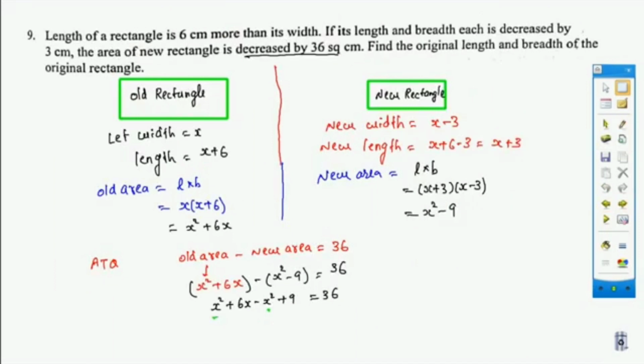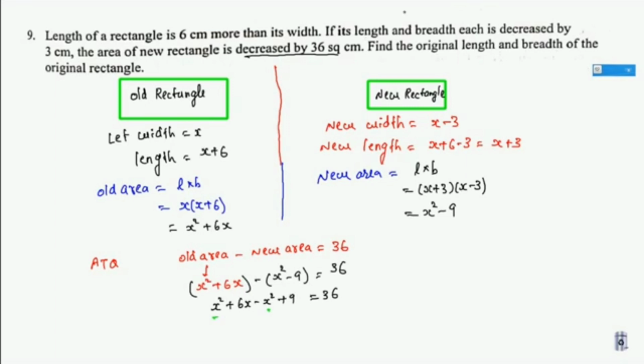The length of a rectangle is 6 centimeters more than its width. If its length and breadth each is decreased by 3 centimeters, the area of the new rectangle is decreased by 36 square centimeters. Find the original length and breadth of the rectangle. It means we have two parts, the old rectangle, that is the actual rectangle, and the next one, the new rectangle. Let the width of the rectangle be x, so length will be x plus 6 according to the question. That is the actual area. I have written here old area L into B, that is x into x plus 6, so x square plus 6x.